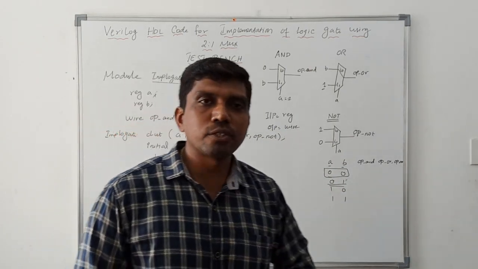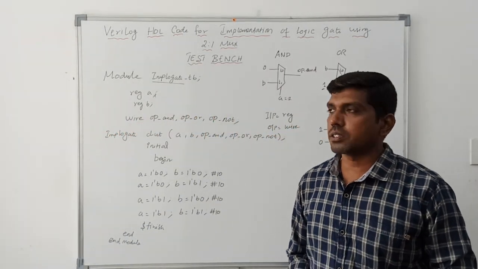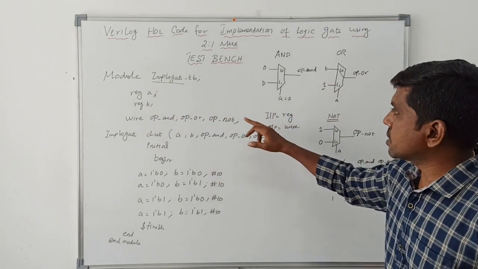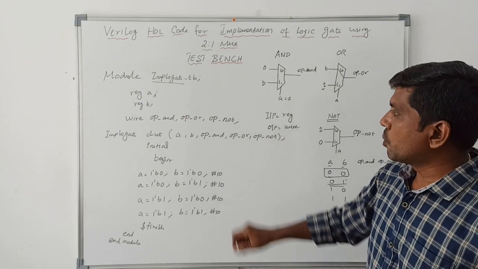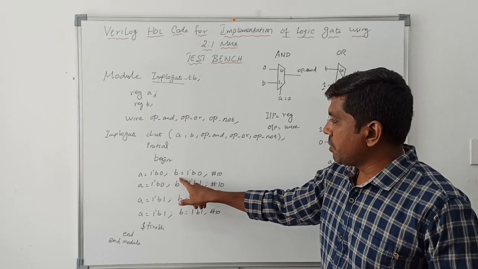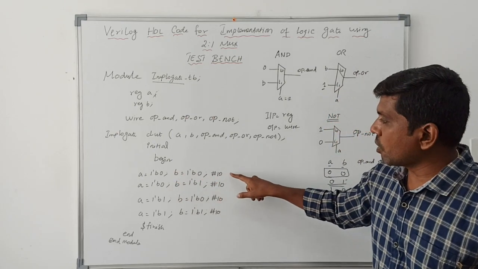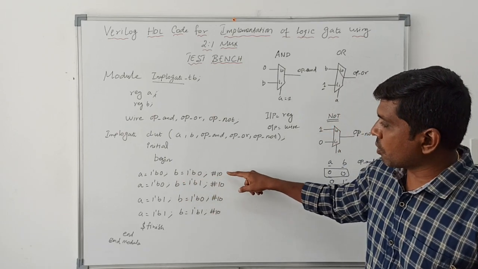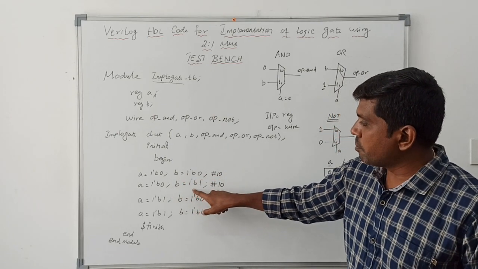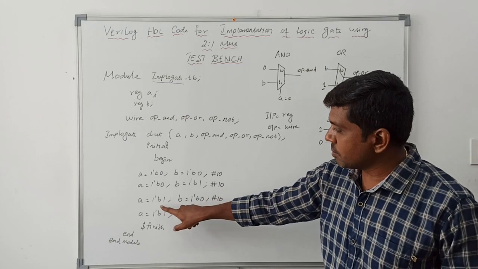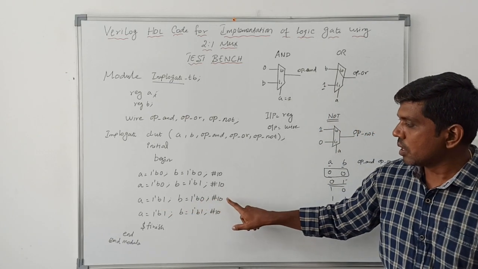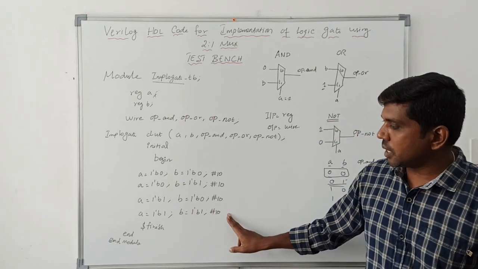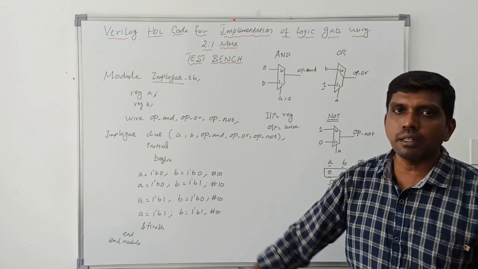This is a simple program for implementation of logic gate using 2:1 mux. As usual, first you write module, then module name, input variables declared as reg and output variables declared as wire, then the A value and B value. Both variables change after 10 nanoseconds. Initially A value 0, B value 0, then after 10 nanoseconds A goes to 0, B goes to 1. Then after 10 nanoseconds A goes to 1, B goes to 0. After 10 nanoseconds A goes to 1, B goes to 1. After 10 nanoseconds finish the operation, then end and end module.